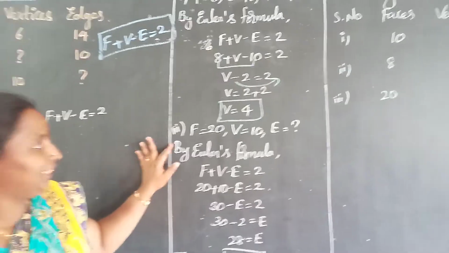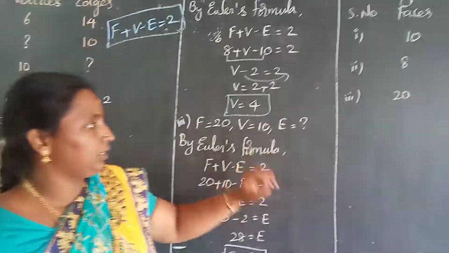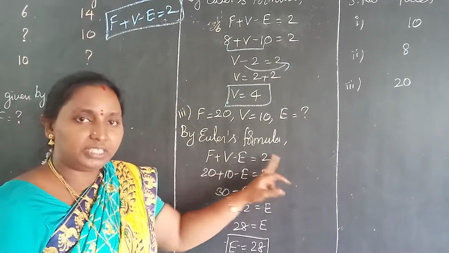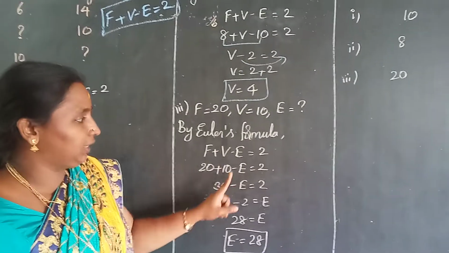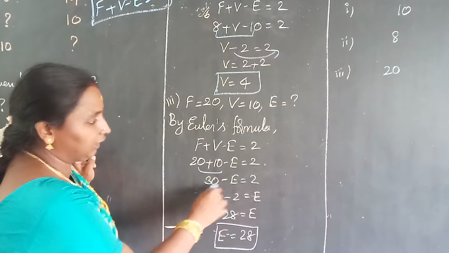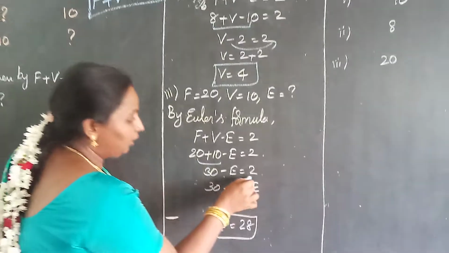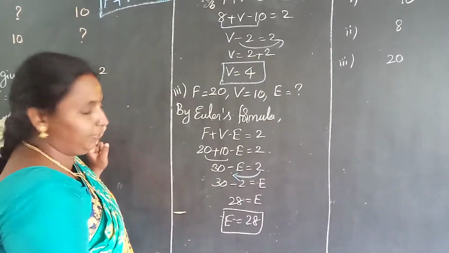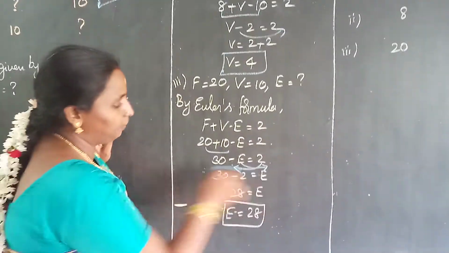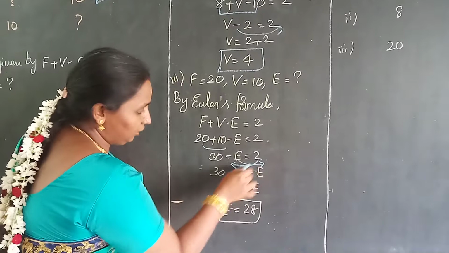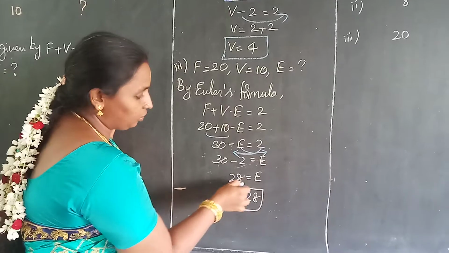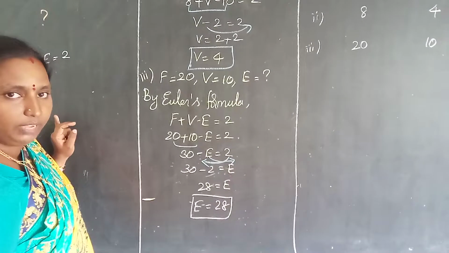Okay, move on to the third one. F equal to 20 and vertices is 10. We are going to find edges. So write Euler's formula. F plus V minus E equal to 2. F is 20, V is 10. E we are going to find, as it is, equal to 2. So 20 plus 10 we will get 30 minus E equal to 2. Here I am sending this 2 to the left hand side and E to the right hand side, because here E is in minus, for that purpose only I wrote it here. So 30 minus 2, 28 equal to E. Then you will get the E value as 28.